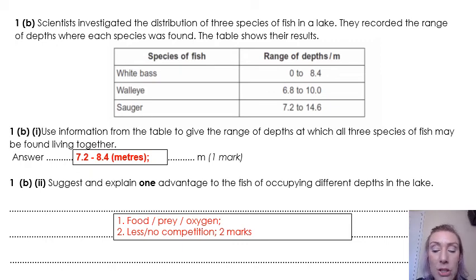This is an old spec question. On the new specification, both of those would be clubbed together. So if you had to give that answer, you'd only get 1 mark point for it. So they might ask for 2 and then you'd explain both of them. Okay, so less competition for food and less competition for oxygen in the water.